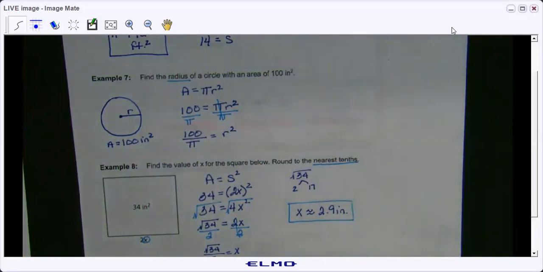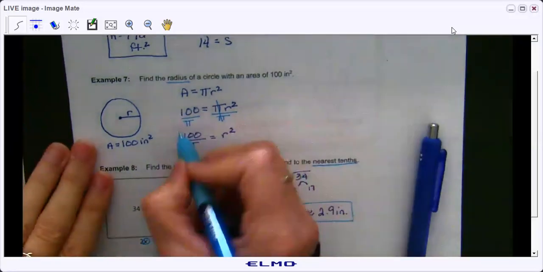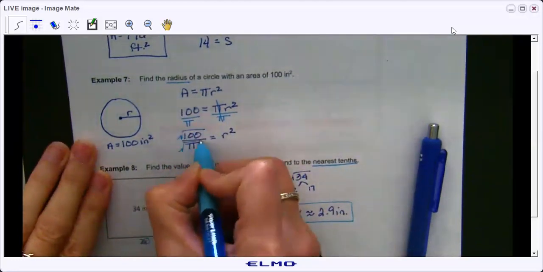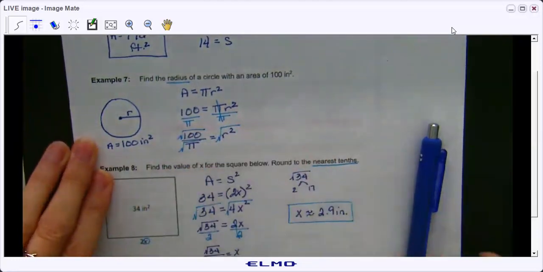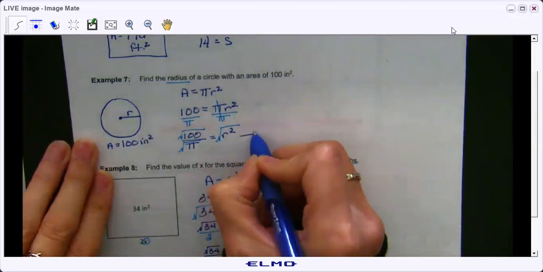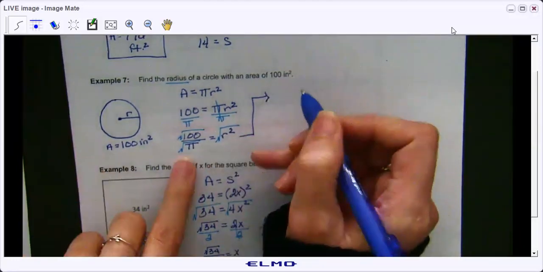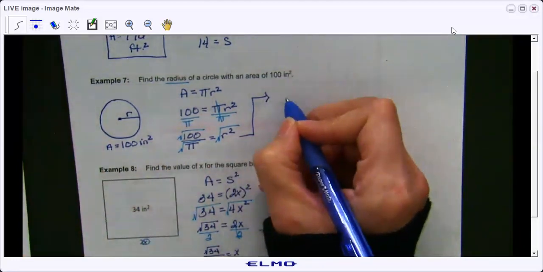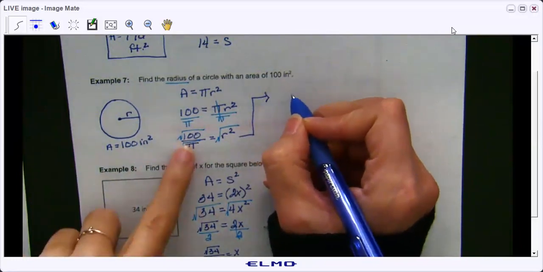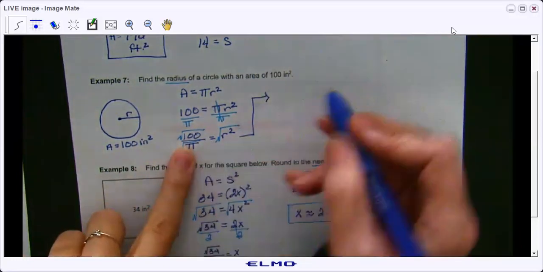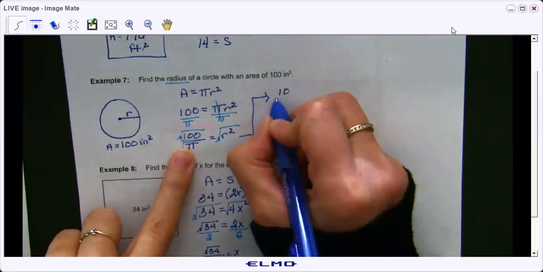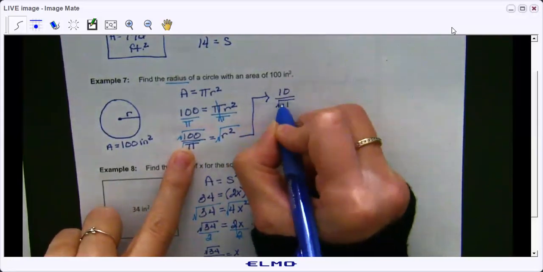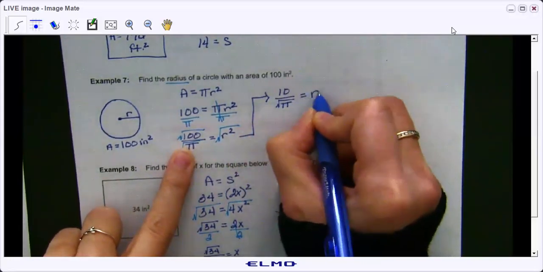Okay, now we have to square root. So we're going to square root our 100, our pi, and our r. So can we square root pi? I'm going to show you something. So what is the square root of 100? 10. We're going to leave pi as a square root, and that is going to give us r.